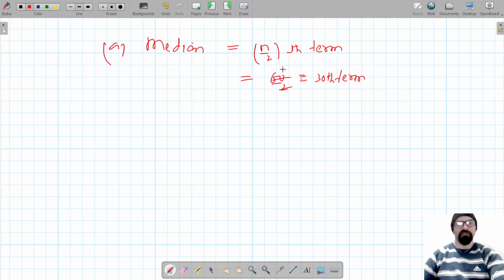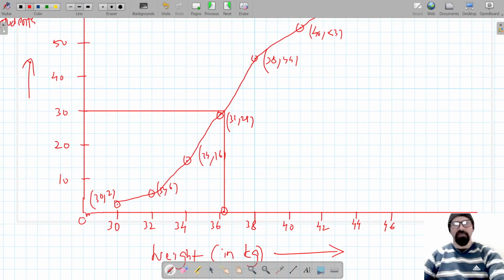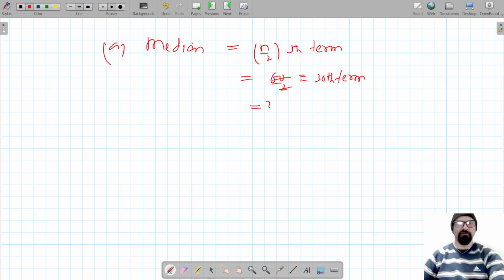And how do we find the 30th term from the graph? This is 30, and if we draw a perpendicular line from here which meets the ogive at this point, and from that point we draw it to the x-axis, it will meet somewhere here. For me, the value looks like 36. If you exactly check on your graph paper, it will come out to be 36.15. If you calculate it from the number of divisions, the 30th term comes out to be 36.15. So this is the median weight.